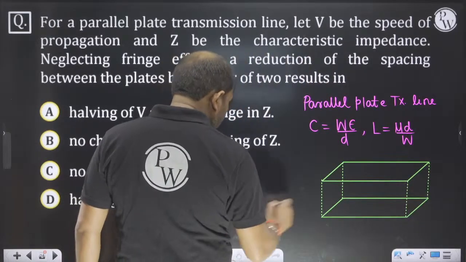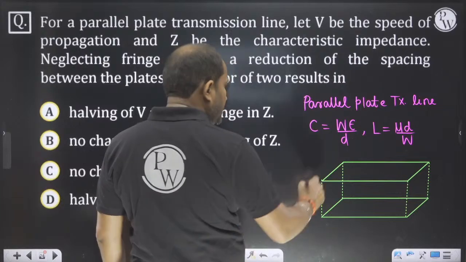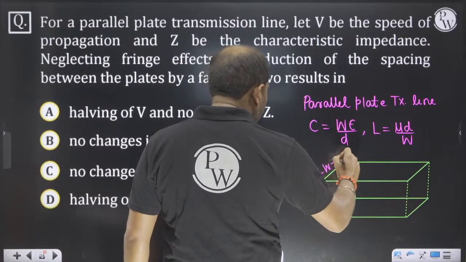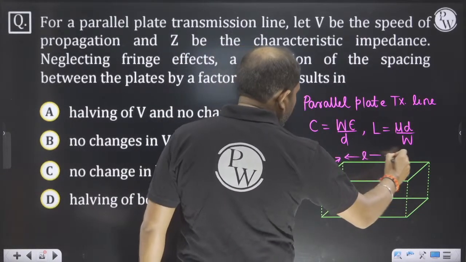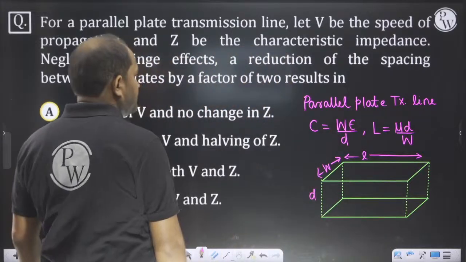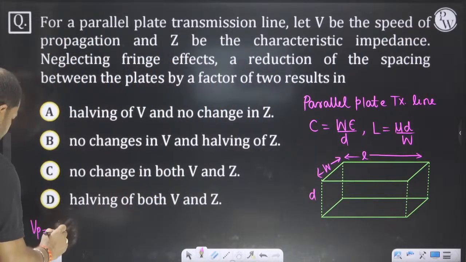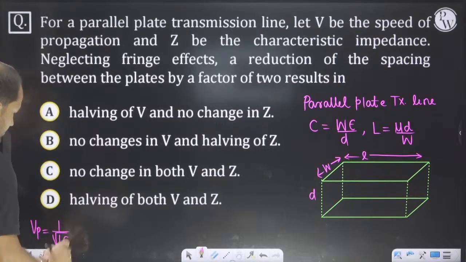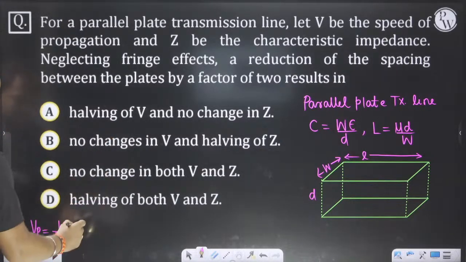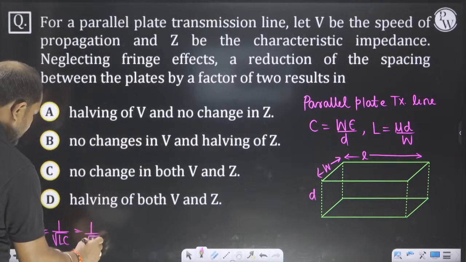So we have a spacing between them as D, width W, and length L. Then we will go for Vp. Vp is equal to 1 by root LC. I will multiply L and C, I will get mu epsilon.